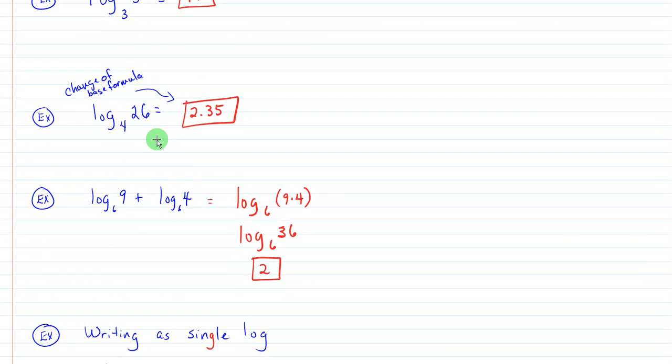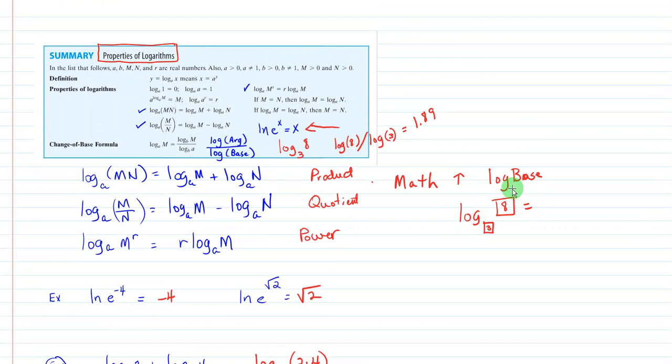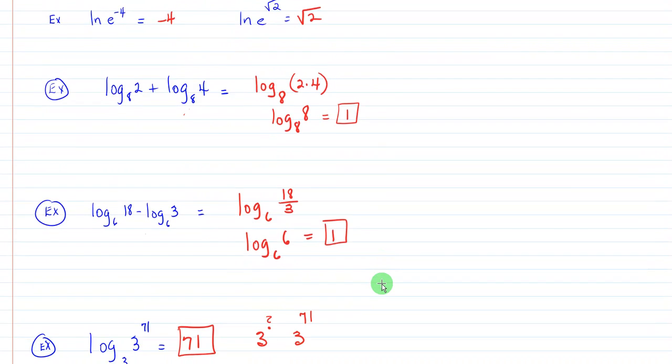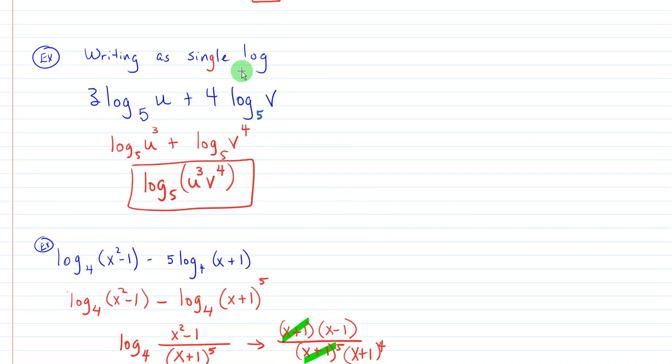Okay. Change of base formula, use that for log base 4 of 26. Remember, that's the formula. You can go to math and then down to log base, or you can use the change of base formula, which I have right there, depending on your calculator. And so you just do that one in the calculator. This is an addition. Log base 6 of 9 times 4, log base 6 of 36. 6 to what power gives me 36? That's 2.